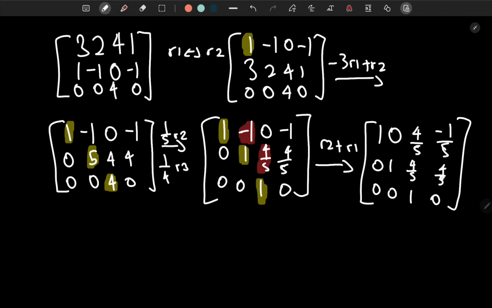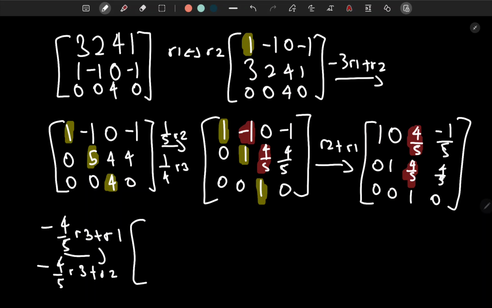Now again, we have our pivots to be these ones, and now we need to get rid of this 4 over 5 above this pivot and this 4 over 5 also. So to do that, we can do the following operations, which are minus 4 over 5 r3 plus r1 to get rid of the first 4 over 5 in the first row, and then the same, minus 4 over 5 r3 plus r2. And this will give us the final answer.